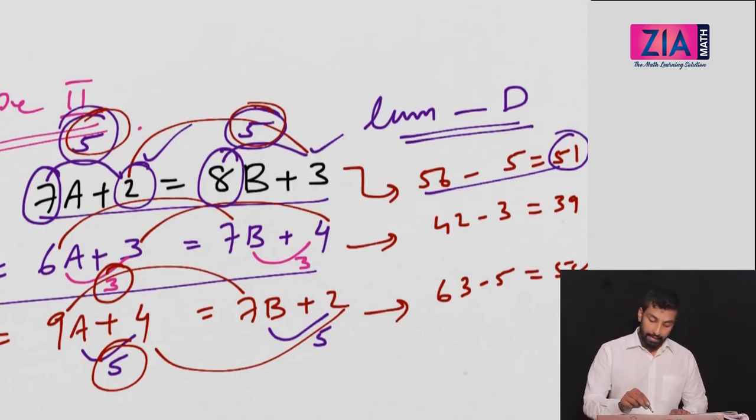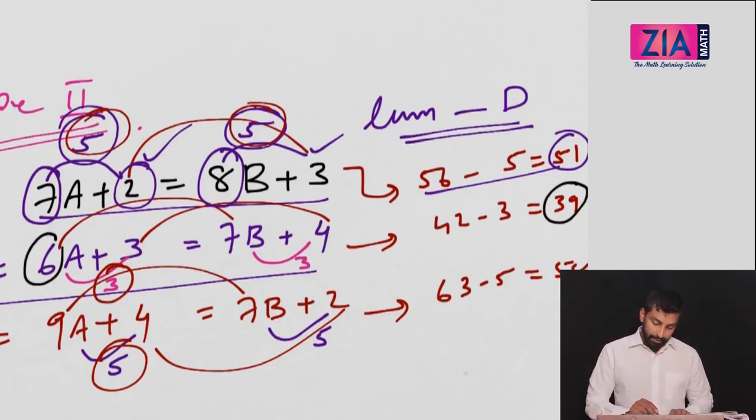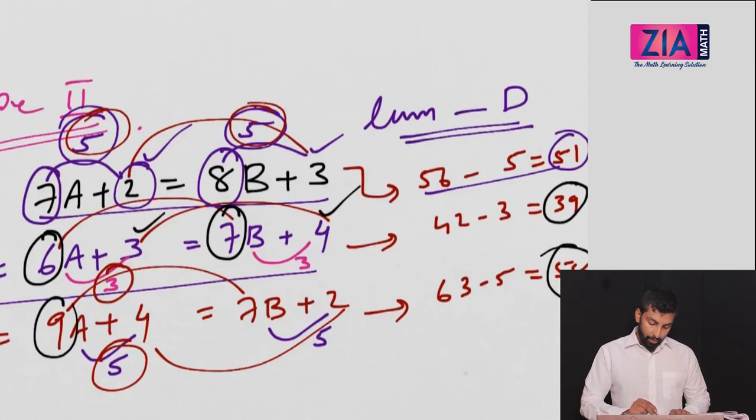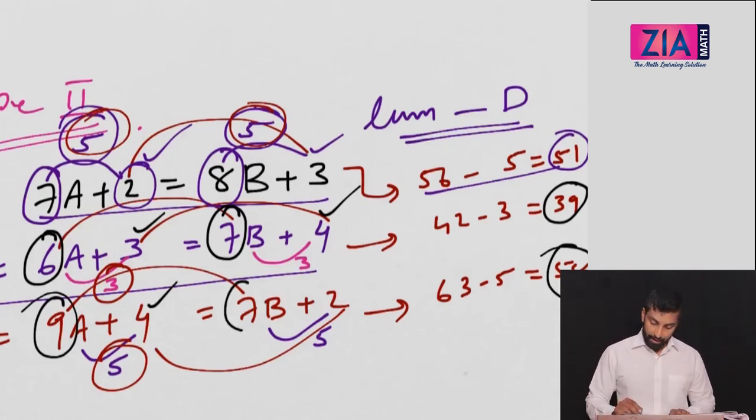Correct. Let's take the second case. 39. 39 divided by 6. What is the remainder? 3. Correct. 39 divided by 7. What is the remainder? 4. Correct. Let's take this case. 58. 58 by 9. What is the remainder? 4. Because 54 is a multiple of 9. Then 58 by 7.